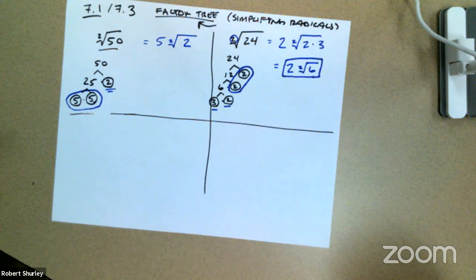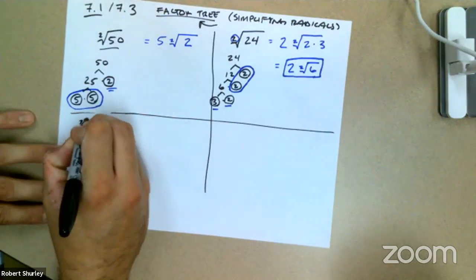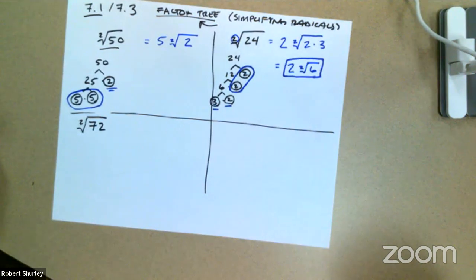So let's say we had another one. Let me think. Let's say we had the square root, I'll stick with square roots for now, the square root of 72. I want you to try this one. It's a little different. It's not like the first two. So try the square root of 72. It's okay if you get it wrong.